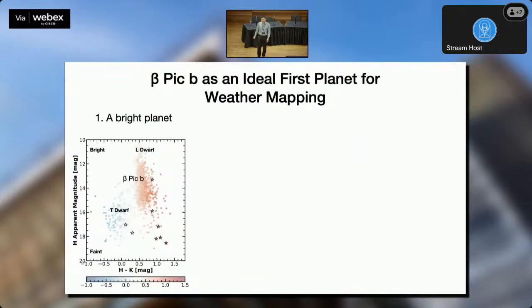So we picked Beta Pic b as our first target to conduct this experiment. This is the brightest directly imaged planet so far. It's 3 magnitudes brighter than the next one. So if we can map this planet, the rest of the directly imaged planet sample is in play.